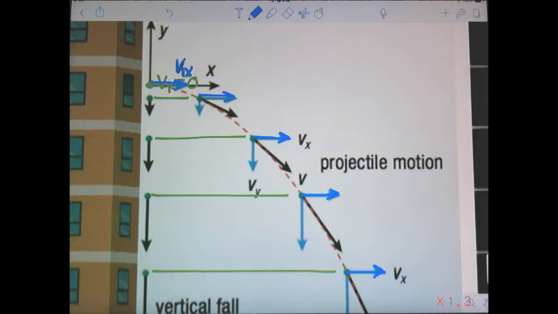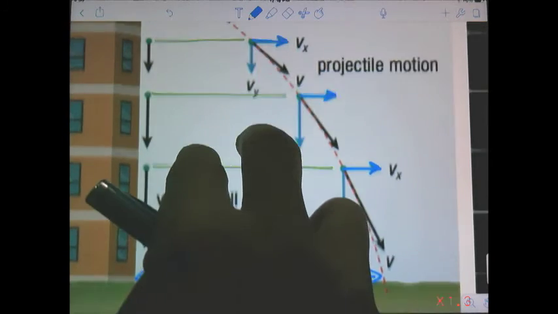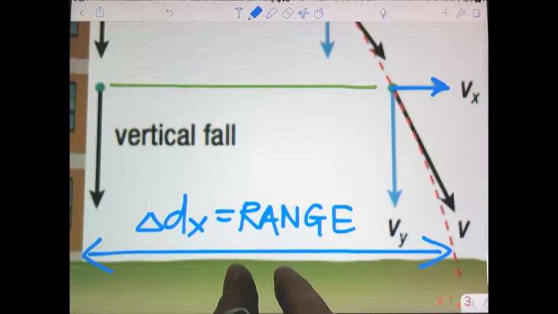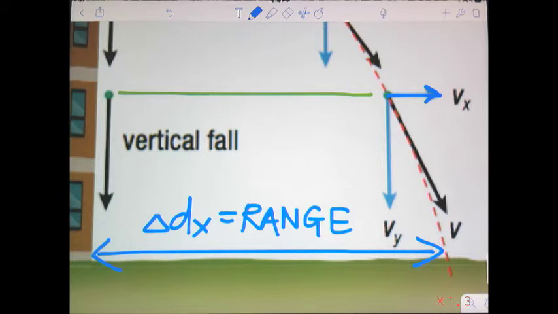What you notice about the magnitude of the horizontal velocity during the entire time of flight is that it's the same, it's constant. Its horizontal velocity is not changing. So for the entire time of flight, it will continue to move horizontally. The faster you throw it horizontally out the window, the greater this distance will be. The range will be.